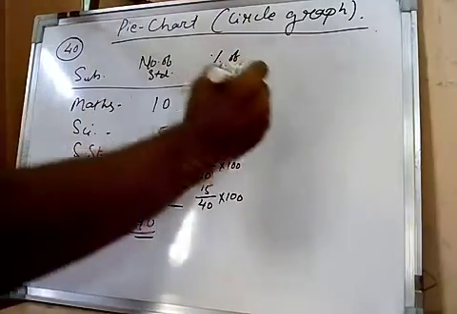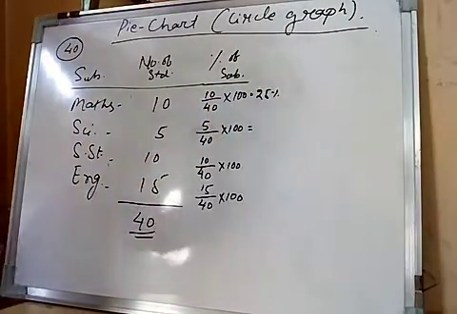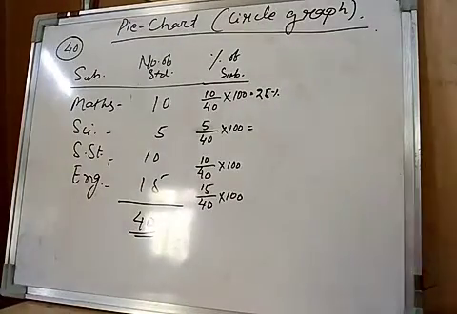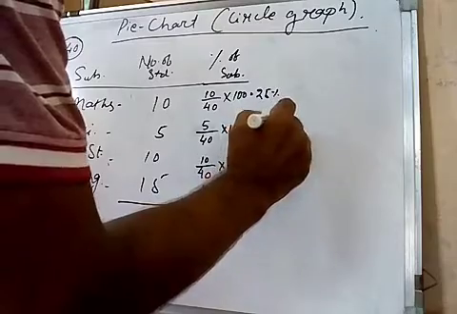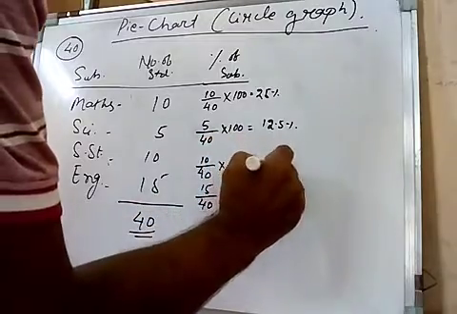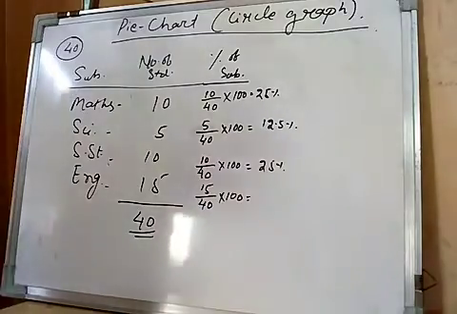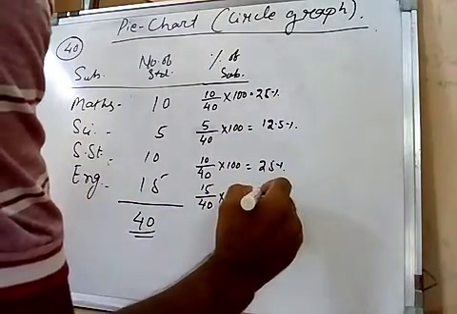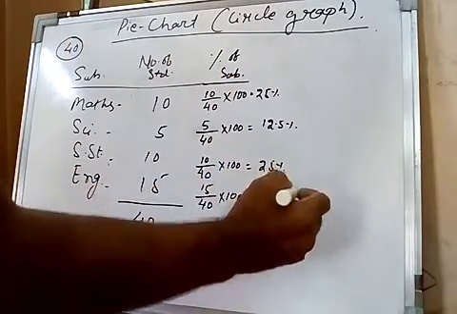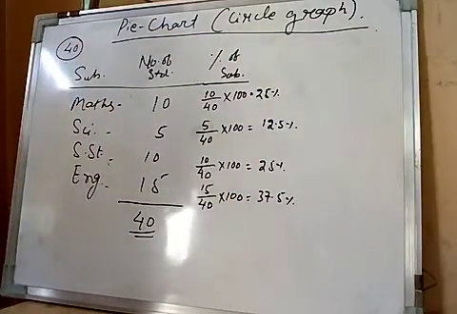Now we will see here, this is 25%. Now here that is 12.5%. Here 10, that is 25%. Here 15, that is 37.5%. And if you add all the percentages here, then you will get how much? 100%.